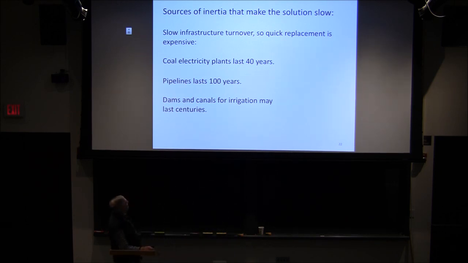And arguably the most important is that the infrastructure that needs to be replaced for the climate problem is long-lived. A coal electricity plant lasts 40 years, and there are lots of new ones all over the world, particularly in China and increasingly in other parts of the developing world. Pipelines that you put in place last 100 years. Dams and canals for irrigation last centuries. There are canals in operation today moving irrigation water that were made millennia ago. So the infrastructure is just long-lived.